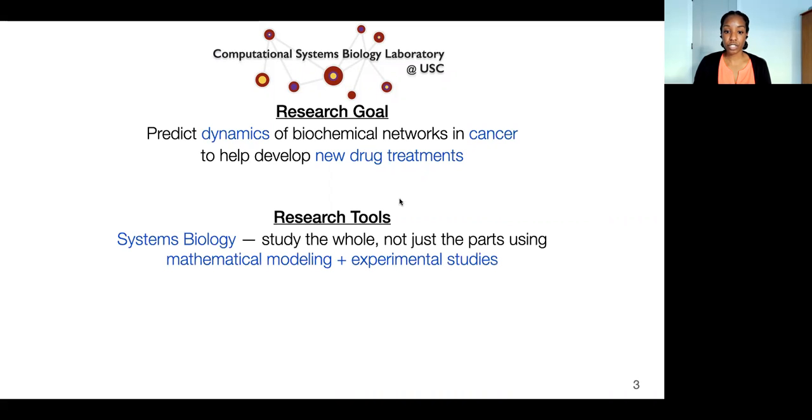And the tools that we're using to do this are systems biology tools. So studying the whole system rather than individual parts. So not just a single molecular species or a single reaction, but how that influences the system as a whole. And we combine mathematical modeling with experimental studies, especially collaborating with experimental research groups.